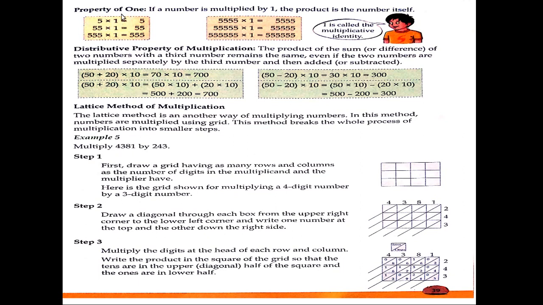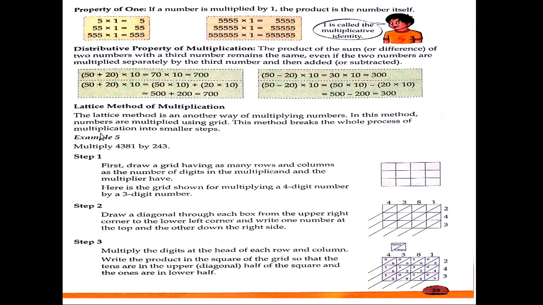Here it is the distributive property of ones that I explained in the examples. If 5 into 1 is equal to 5 and 55 into 1 is equal to 55, that means if any number is multiplied by 1, then we get the same number. Now the distributive property: 50 plus 20 into 10, we get 70 into 10 equal to 700. If we break it, then 50 into 10 plus 20 into 10, we get the same: 500 plus 200 equal to 700.